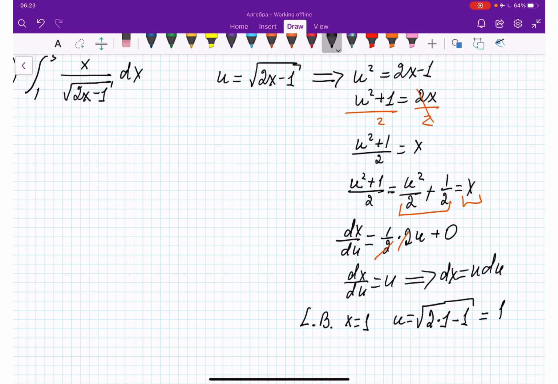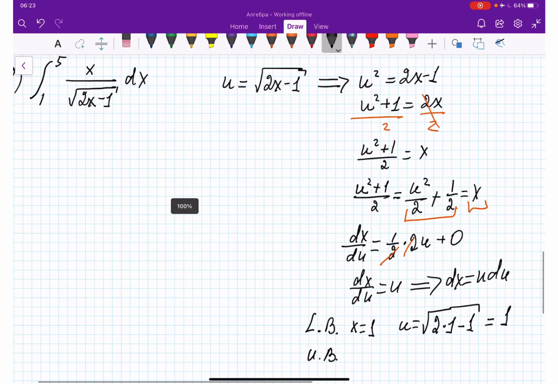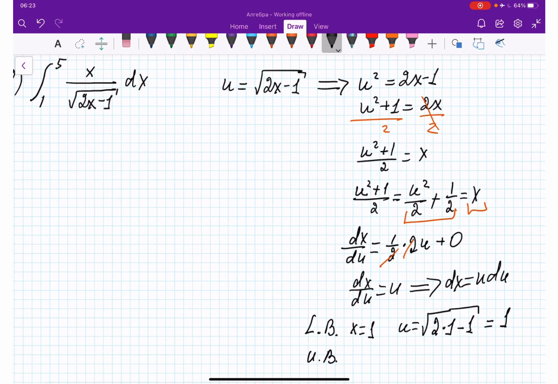That is going to be equal to 1. And the upper limit, or upper boundary, is 5, right? From this integral I already showed you. When x is equal to 5, u will be equal accordingly to 2 times 5 minus 1, which is going to be 3.